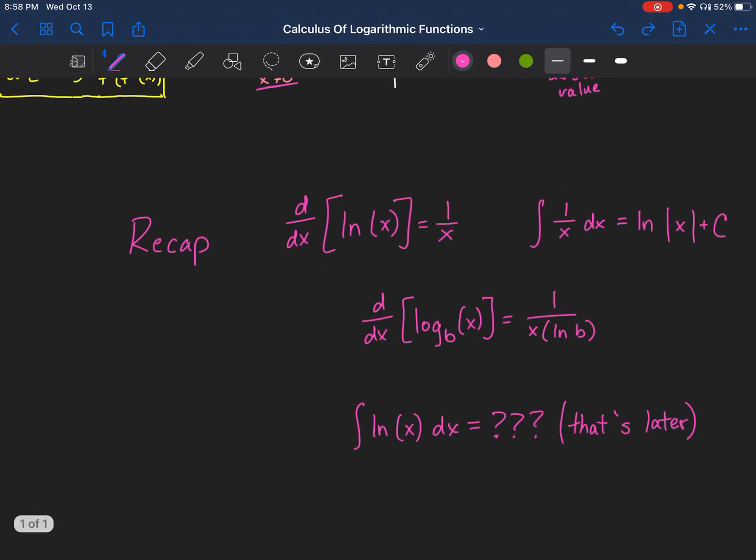So let me just recap real quickly again. The derivative of ln of x is 1 over x. If I integrate 1 over x dx, we get the natural log of the absolute value of x plus c. Again, we kind of restrict this domain to x being greater than 0. This domain should be x is anything but 0, so I could try positive numbers, I could try negative numbers. If I take the derivative of the generic base, log base b of x, we get 1 over x times the natural log of b, or you can again switch the order and do 1 over the natural log of b times x. Again, we're going to come back to taking the integral of a logarithm, because that's something completely different.